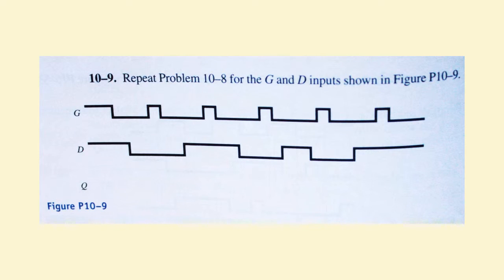Alright, this is problem number 10.9 where once again we have a gate enabled D flip-flop. So the object here is that it'll follow the value of D as long as the gate is enabled. So we have a couple places where it is enabled and several places where it is not enabled. So we're going to ignore what happens in the areas where it is not enabled.